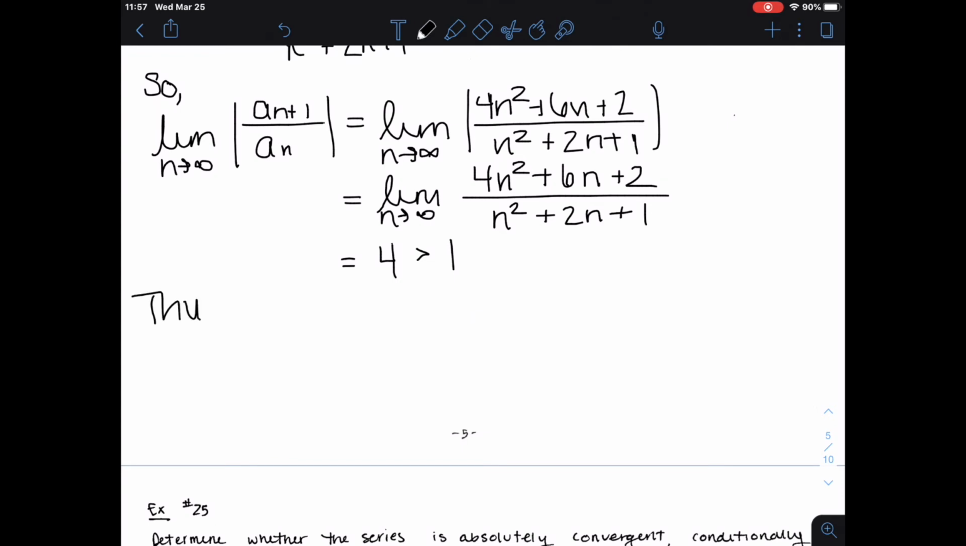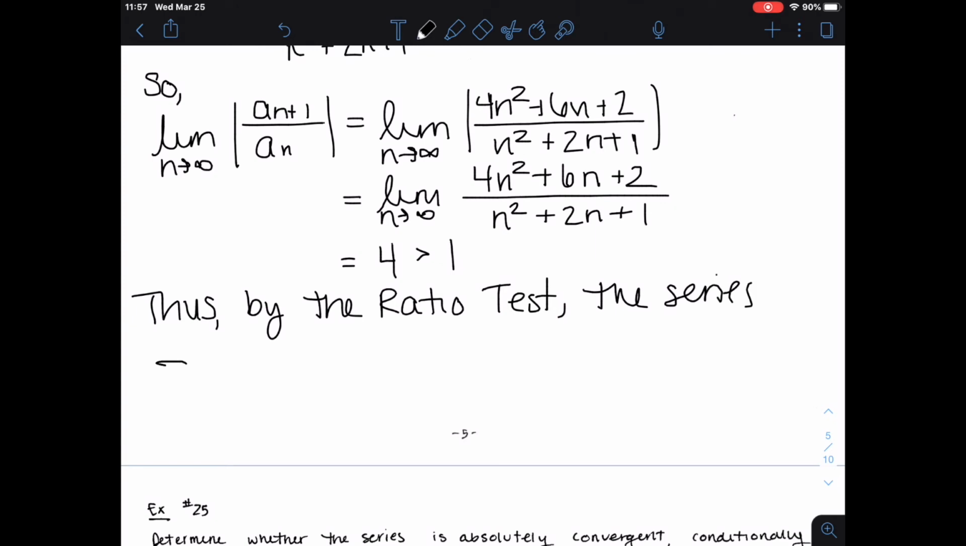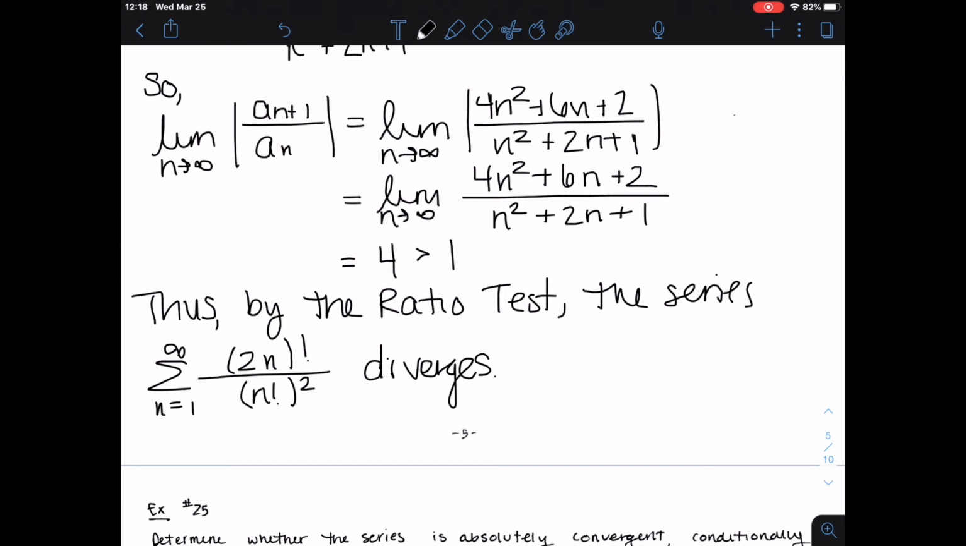So thus, by the ratio test, the series we started with, which is the sum from n equals 1 to infinity of 2n factorial over n factorial squared, diverges. So let's go ahead and do one more example, and then we'll jump into the root test as well.